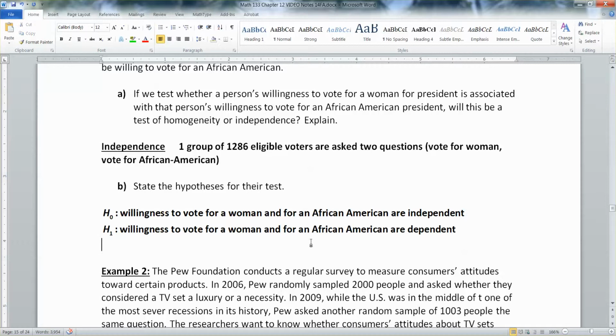There, that says a little bit better. Willingness to vote for a woman, because these are eligible voters, they haven't actually voted. So willingness to vote for a woman and willingness to vote for an African American are independent. Willingness to vote for a woman and willingness to vote for an African American are dependent.